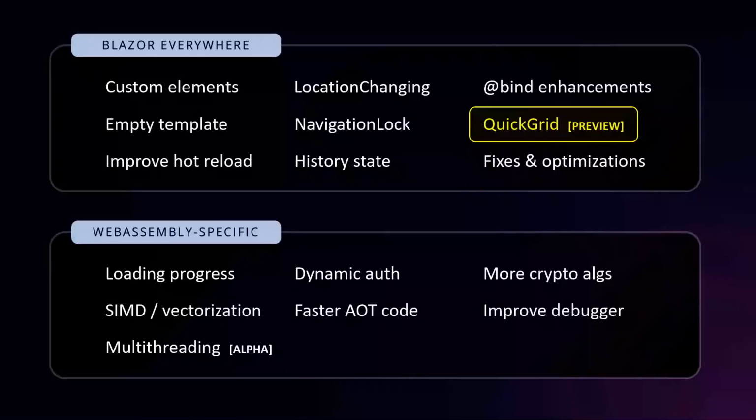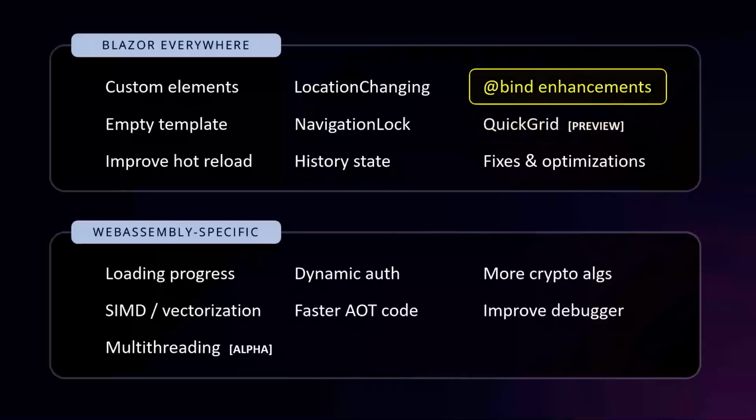That is the Quick Grid, which is available as preview with .NET 7. Let's move on to the next new feature, bind enhancements. Now, Blazor has always supported data binding from the very beginning, but we've added some new powerful ways of binding in additional ways to give you some more flexible options in .NET 7.